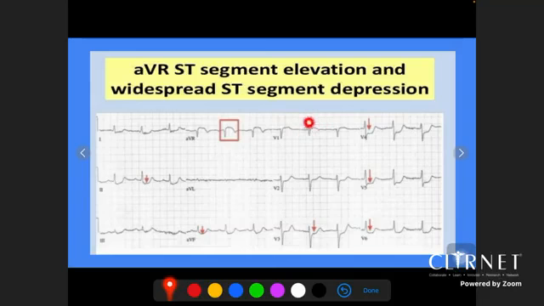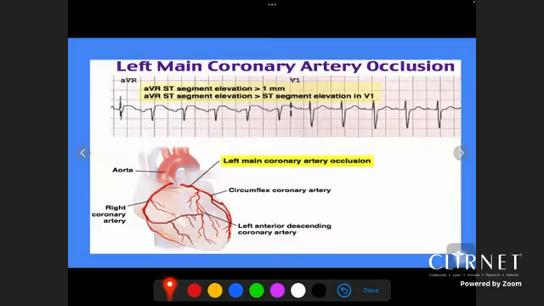And here also there is subtle elevation in V1. So here also AVR is more than V1, which indicates more left main disease. So for left main coronary artery occlusion: AVR ST elevation more than 1 millimeter, and ST elevation in AVR is more than in V1. Here you can see AVR, here you can see V1, here ST elevation more than V1.